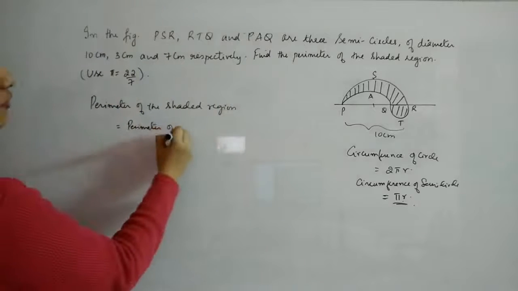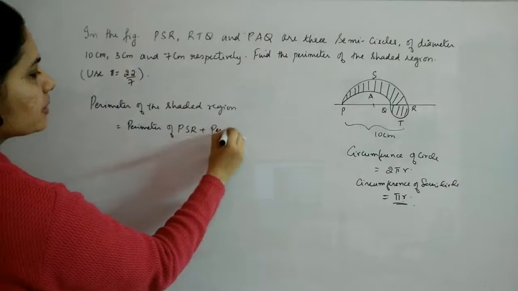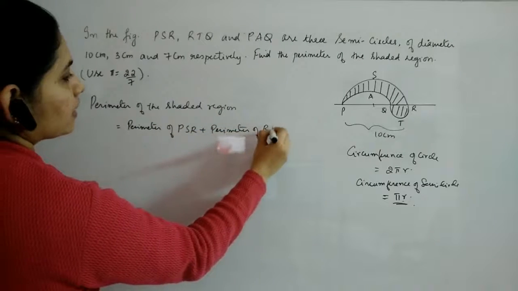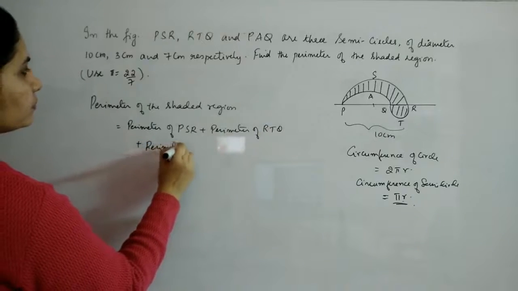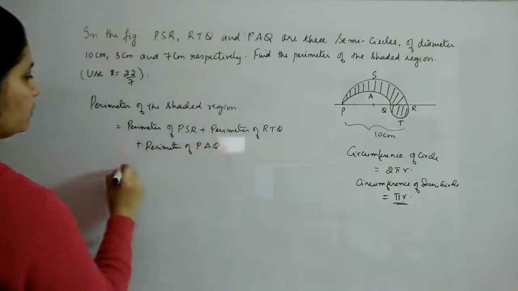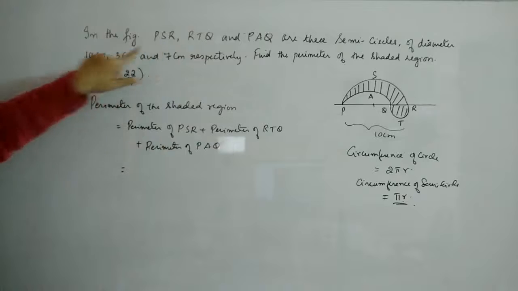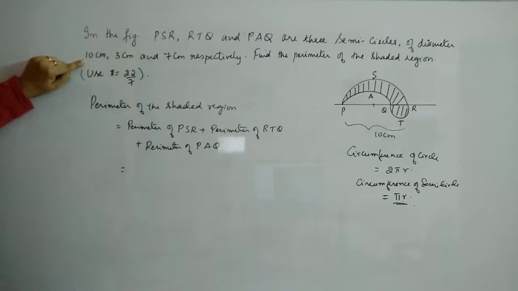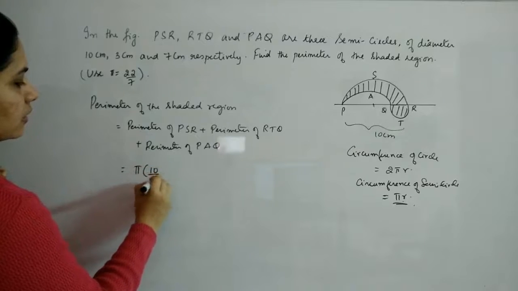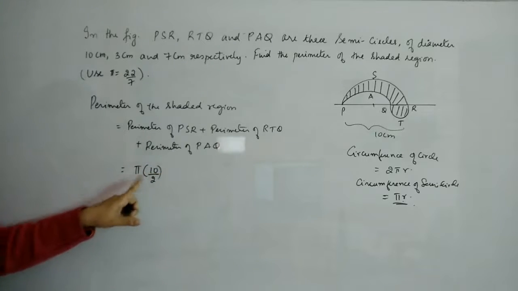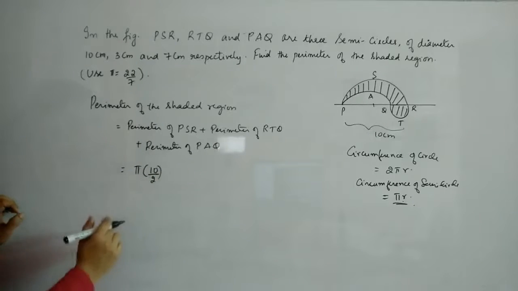So the perimeter of one curve, PSR, plus the perimeter of RTQ plus the perimeter of PAQ. Now what will be the perimeter of PSR? PSR has a diameter of 10 centimeter, so the radius becomes 10 by 2. So this will give you pi into 10 by 2. I am writing it like this because for everything you will have that by 2, so that will be easy for you to calculate.